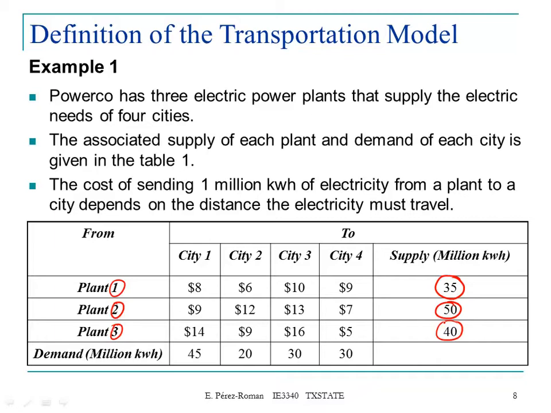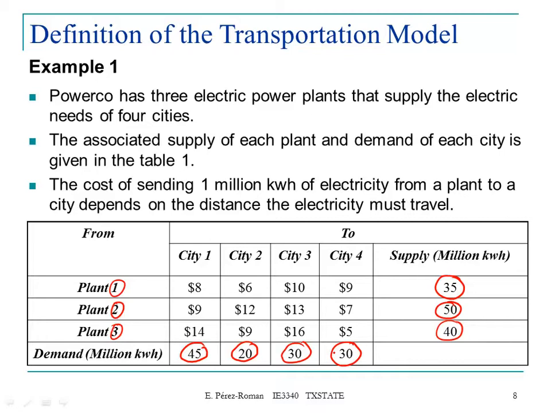Now, the associated supply of each plant and demand of each city is here again. So the demand for each city is listed on the bottom. So city 1 requires 45 million kilowatts, city 2, city 3, and city 4. So you have 3 plants producing this power, and you have 4 cities that depend on those plants for their supply. You also have some costs.